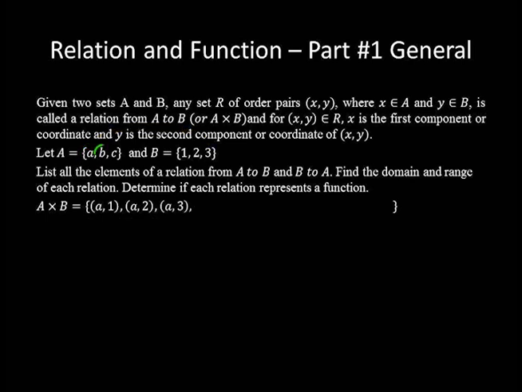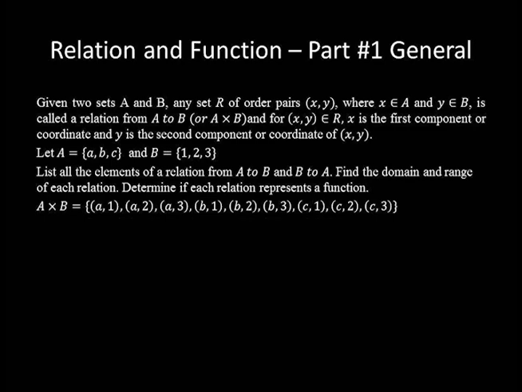Likewise, b has to relate with each element in set B. b relates to 1, b relates to 2, and b relates to 3. Finally, c has to relate to each element in set B. c relates to 1, c relates to 2, and c relates to 3. Hence, it's apparent that we form a set of ordered pairs by forming a relation from A to B. Now, please pause the video and answer the next questions by yourself. That's find the domain and range of this relation and determine if it represents a function.